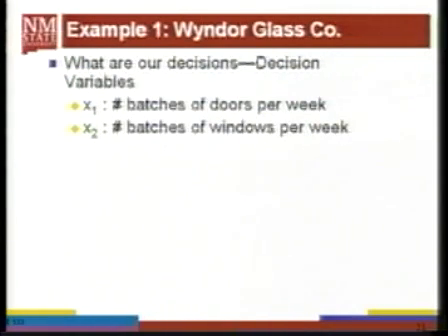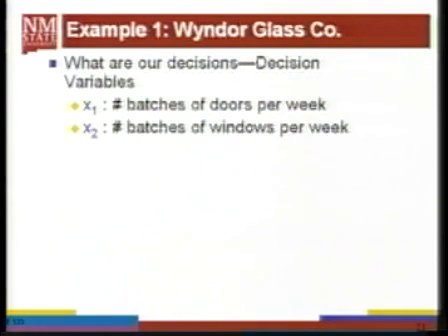So we define 2 decision variables, let's say x1 and x2, okay, where x1 represents the number of batches of product number 1, that is, let's say, doors produced per week, and x2 represents the number of batches of windows produced per week.